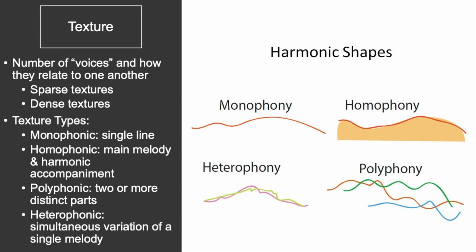All right? So these are the four main texture shapes that we'll talk about throughout the semester. And we'll probably spend a lot of time with homophonic texture. That's a pretty prominent one, especially in Western art music. But we'll see examples of all in the various musical practices that we study.